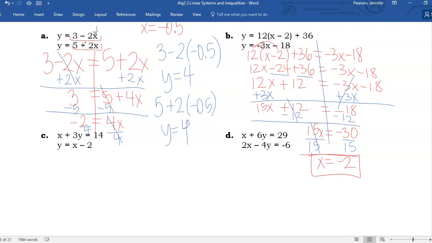Again, we are half done. We need to put that negative 2 back into the equation so we can get the y answer. You can plug it in this equation, or you can plug it in this equation. You can do both to check your answer. You should get the same answer for both equations.